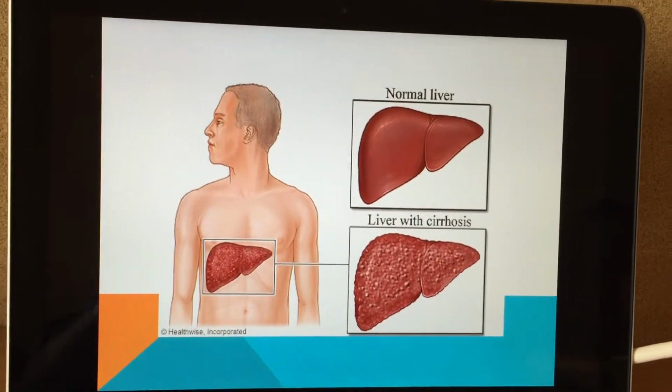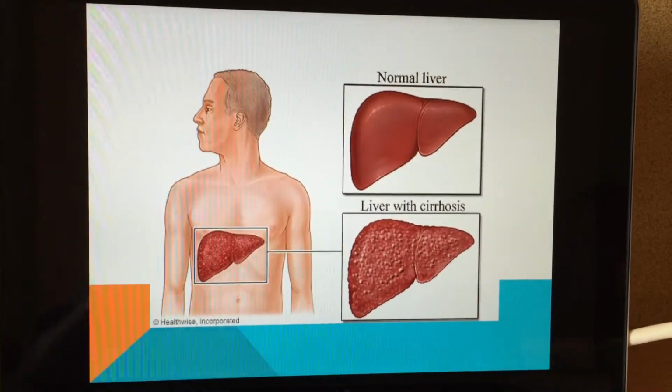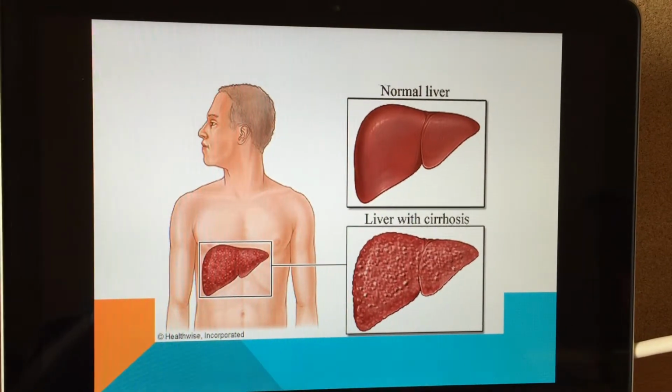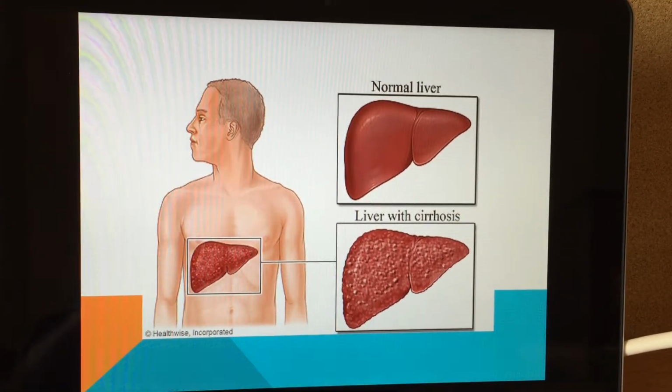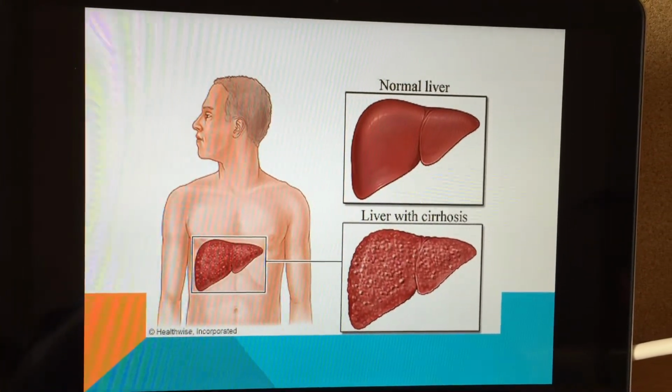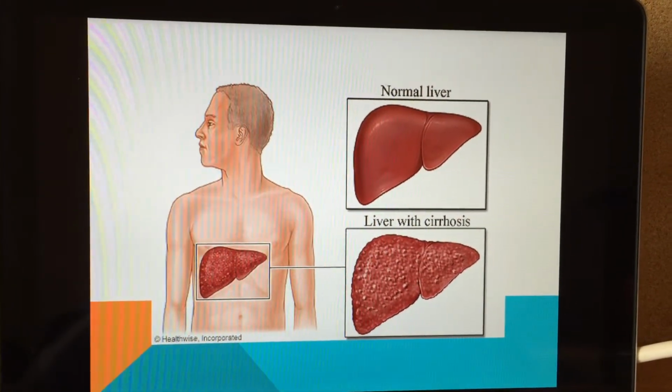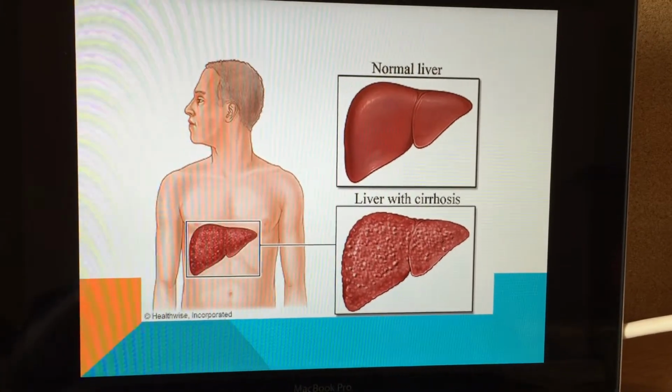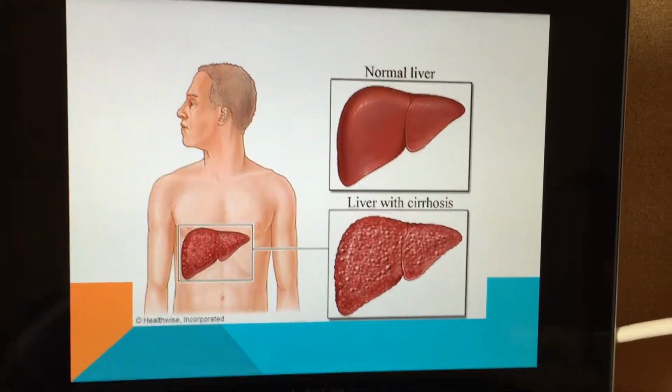And this is a photograph of a normal liver and one with cirrhosis. The one at the bottom is the one with cirrhosis. And as you can see, a liver infected with cirrhosis doesn't look too good. It's got inflammation, a bunch of dots on it.